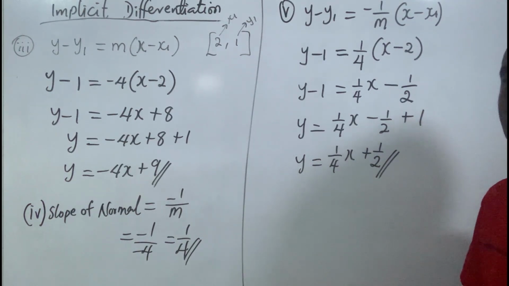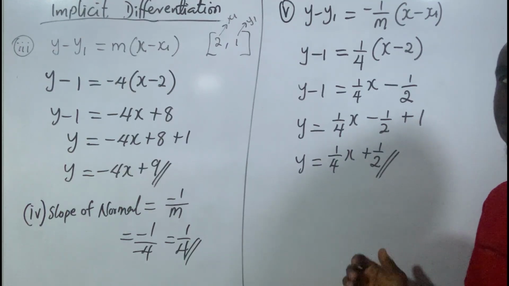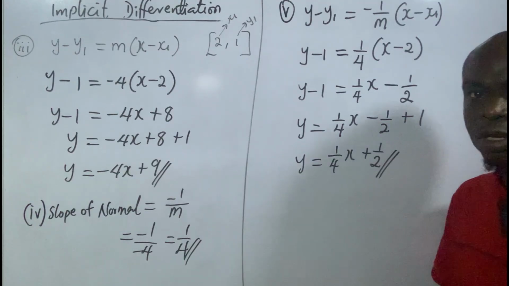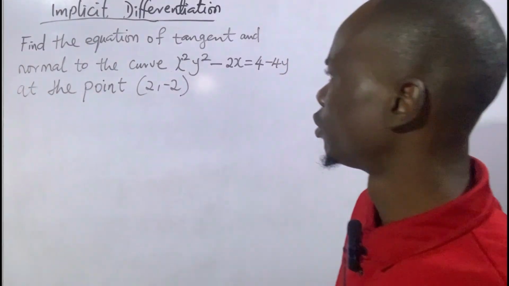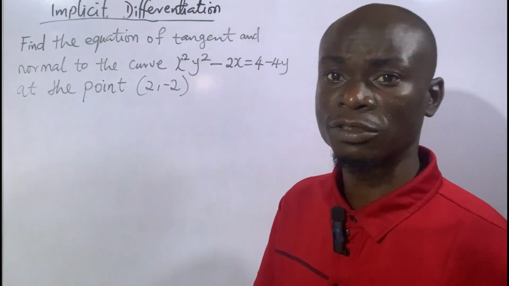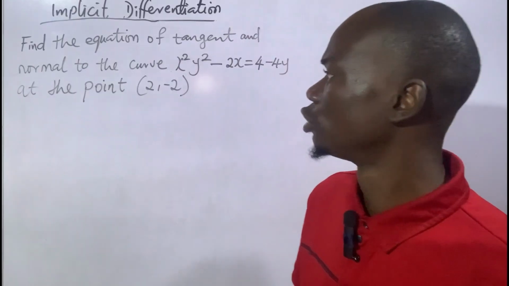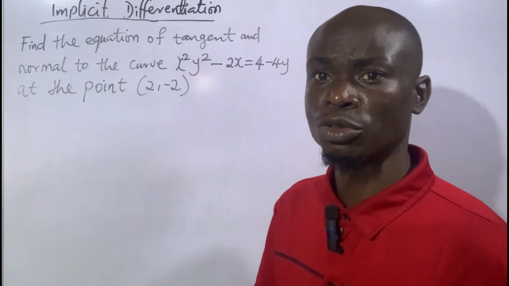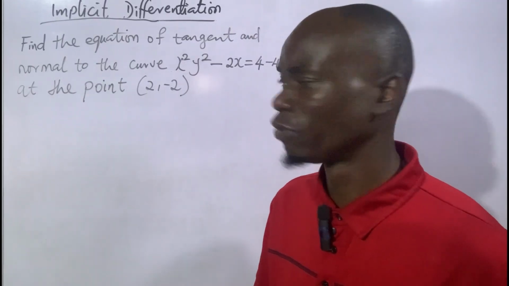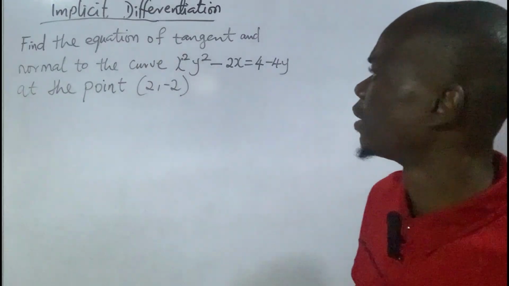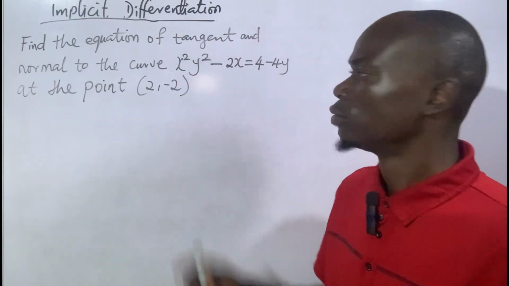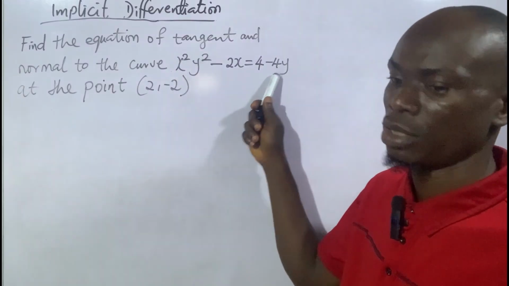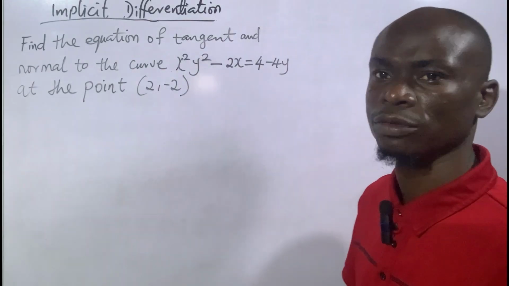Okay, so we're going to take another example on this same application of implicit differentiation. This is another problem on the application of implicit differentiation. This question is so straightforward, they didn't break it down like the previous example. We just say find the equation of the tangent and normal to the curve, which is this equation, at the point 2, minus 2.